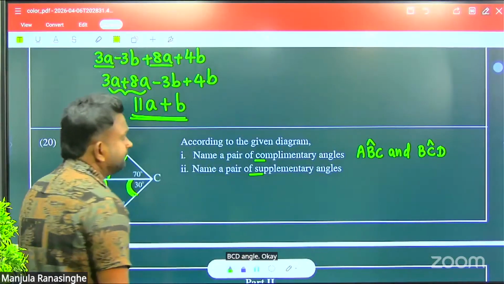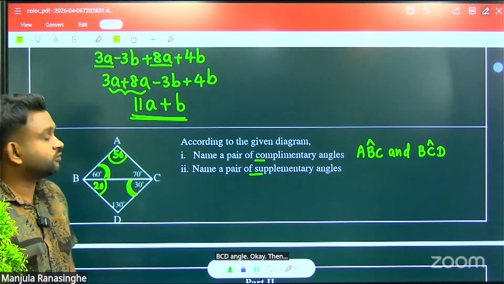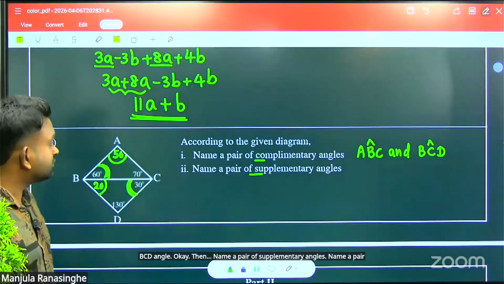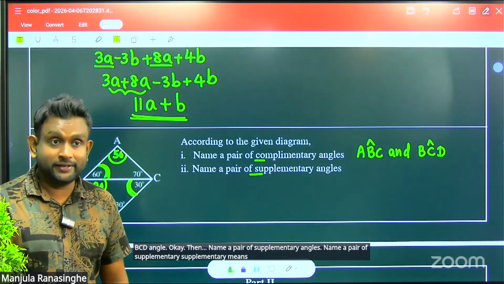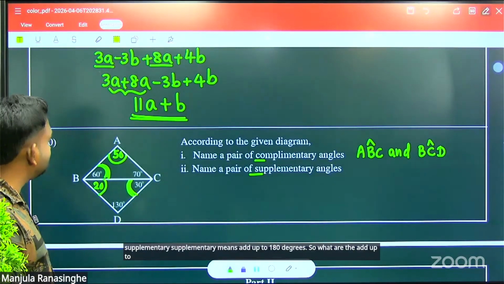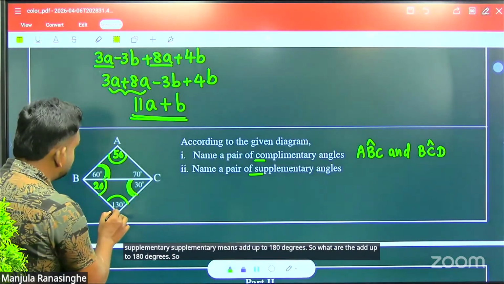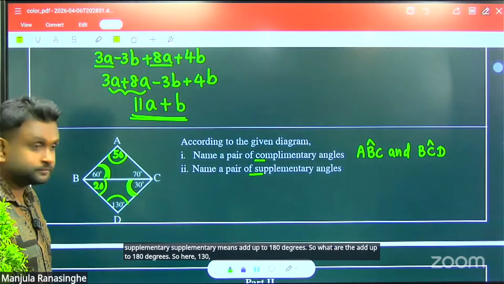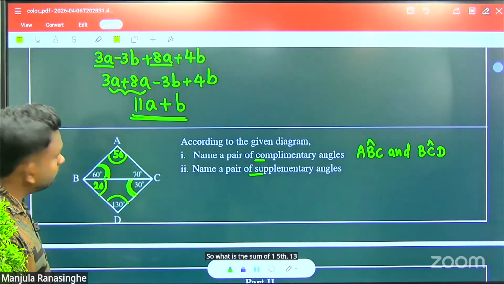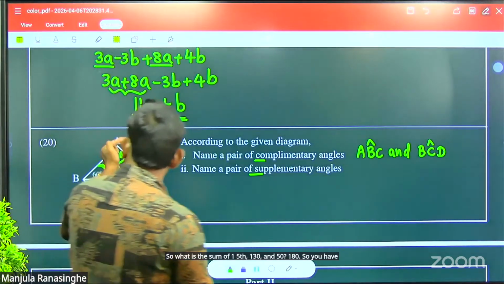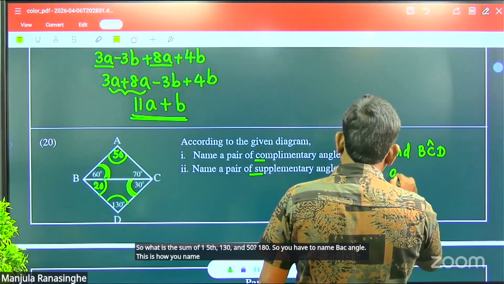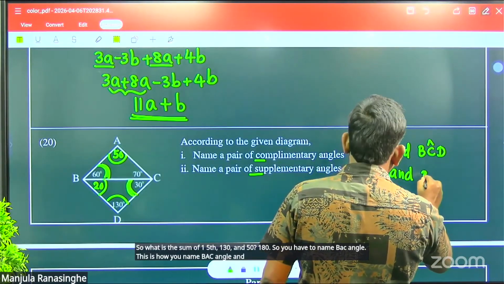Then name a pair of supplementary angles. Supplementary means add up to 180 degrees. So which add up to 180 degrees? So here 130, here 50. So what is the sum of 130 and 50? 180. So you have to name BAC angle. This is how you name BAC angle and BDC angle.